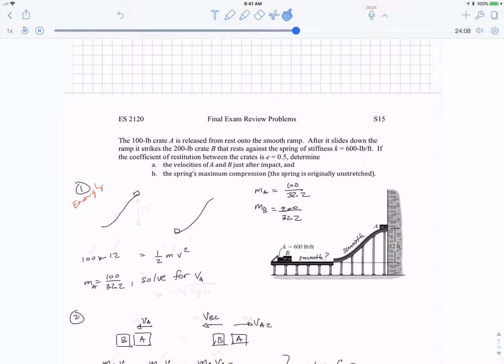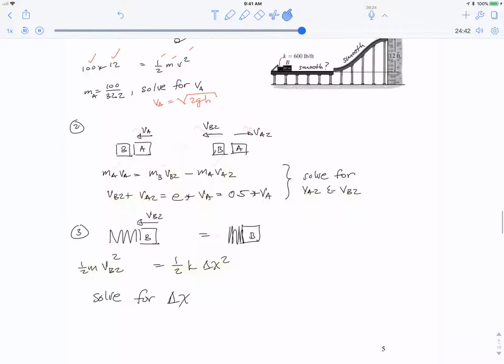We're given the height is 12 feet. So the potential energy is the weight, I think it was a 100-pound crate, times the height of 12 feet. Afterwards, it will have zero potential energy, but 1/2 mv squared. The mass is 132.2. Solve for VA. We've done this several times. I can already tell you that the V of A just before impact is the square root of 2gh. Okay, so we know the velocity just before impact.